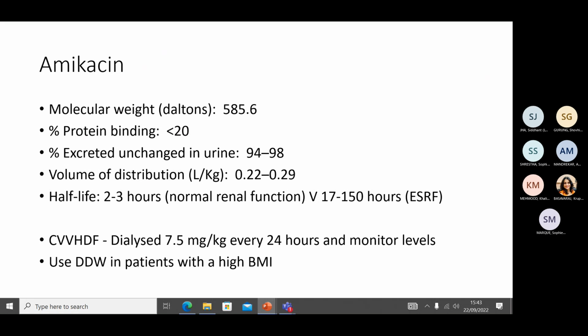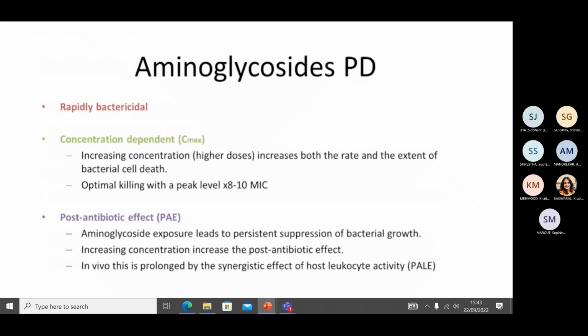And on the filter, the dose that's recommended is 7.5 mg every 24 hours. Technically, because of the volume of distribution, and initially there's an increased volume of distribution, you can get away with the first dose being 15 mg per kg. The subsequent doses need to be 7.5 mg per kg. If a patient has a high BMI, we use something called a dose determining weight. And the next slide should show you the calculation, or no.